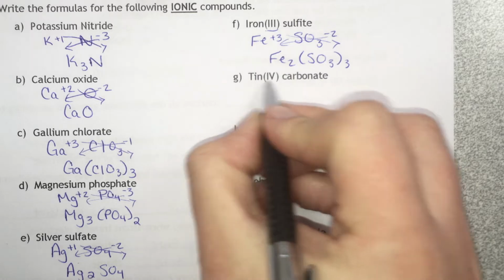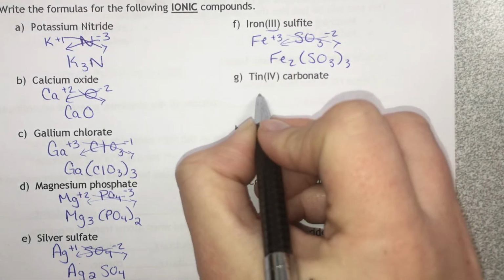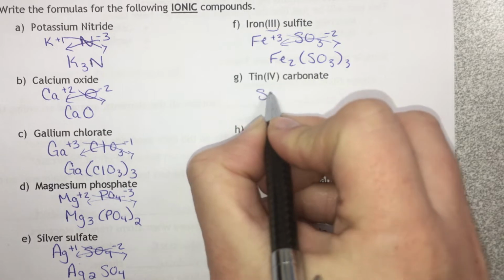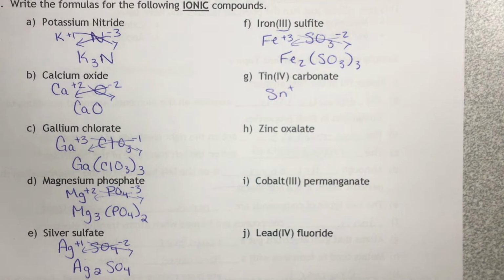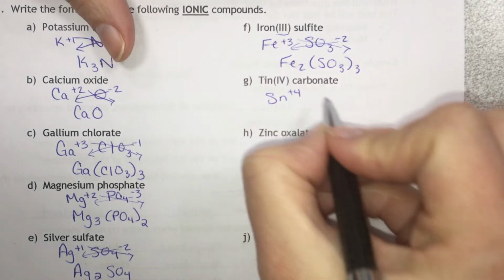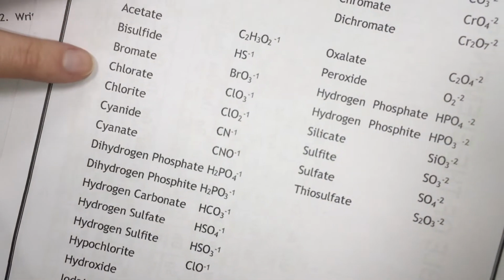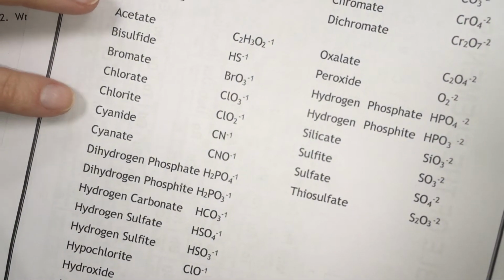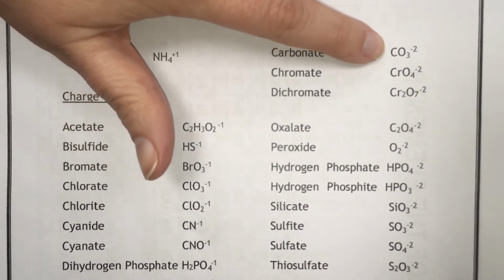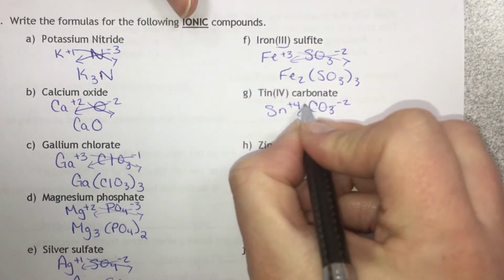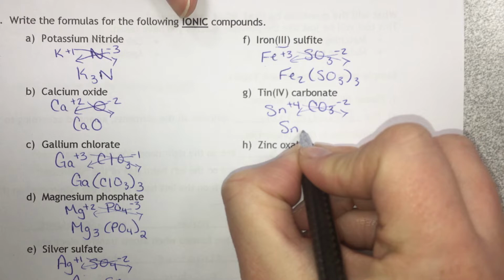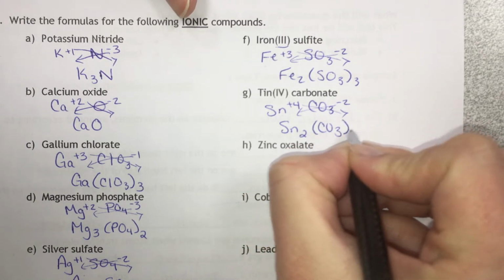All right, tin(IV) carbonate. So tin, which is Sn. Almost forgot. Actually, is that IV? Tin, Sn. Nope, that's a 4. +4. I need to know my Roman numerals better. Carbonate, that's a polyatomic ion. Here it is. Okay, carbonate, CO3 -2. So we're going to bring the charges down. Sn2(CO3)4.